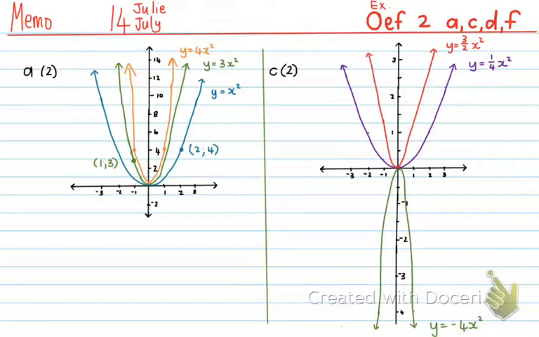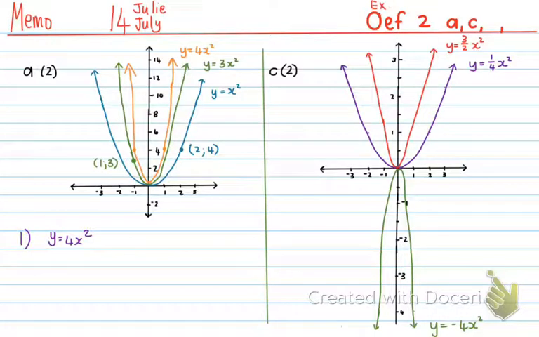All right, welcome back. This is the memo for the 14th of July. Exercise 2, number A and C, not D and F. First, number 1, they ask us which parabola has arms that are the closest to the y-axis. It is going to be the one with the highest a value, which is y is equal to 4x squared. So that will be the one with the arms closest to the y-axis.